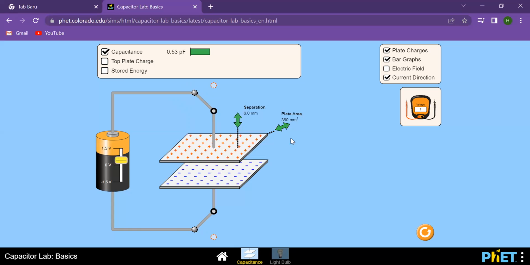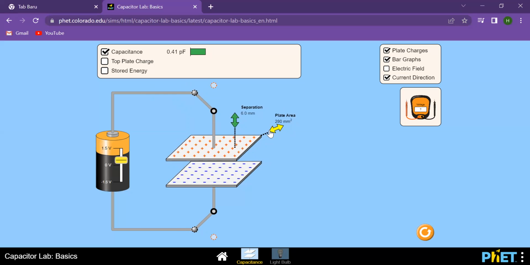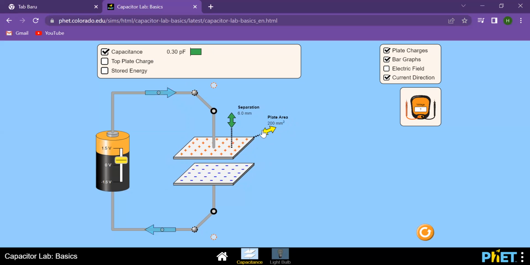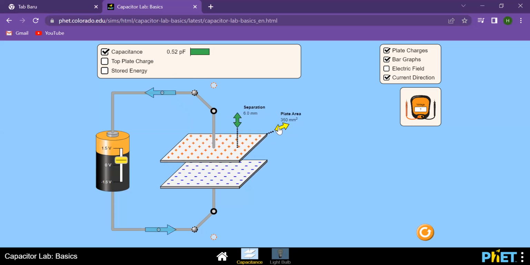Okay, if this plate area decreases like this, look, it affects the capacitance of the capacitor. And again, if the area increases, the capacitance will increase as well.